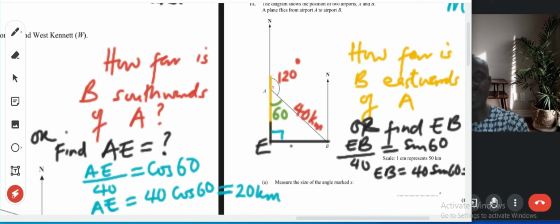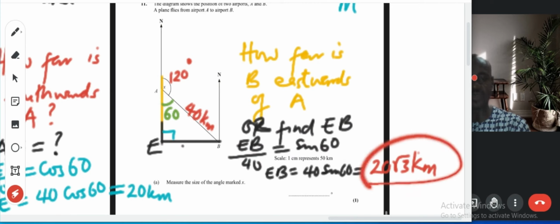Now if you are asked to find how far B is eastwards of A, this is A, how far B is towards the east of it is this line. So you have to find line EB. This is a right angle triangle. So EB over 40 is sine 60, because EB is the opposite of the 60 degrees, and of course AB is the hypotenuse. EB gives us 40 sine 60. And the answer is 20 root 3 kilometers.